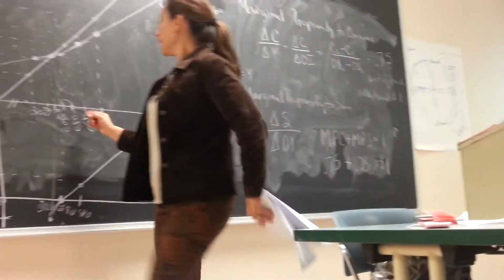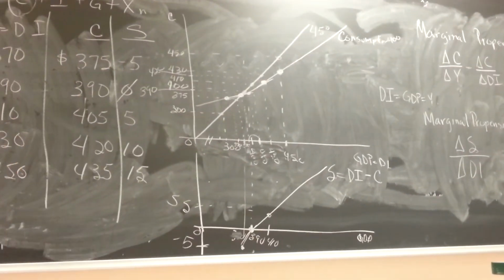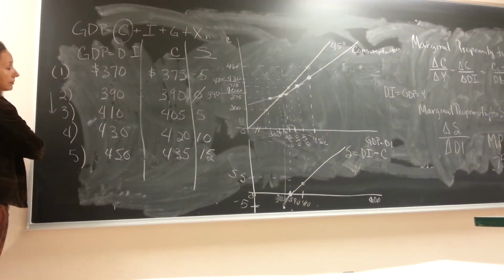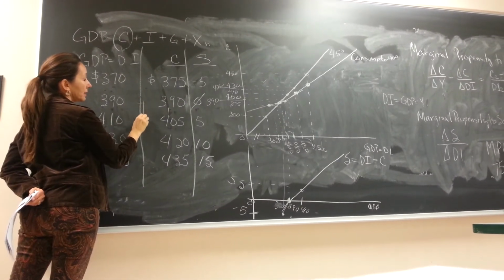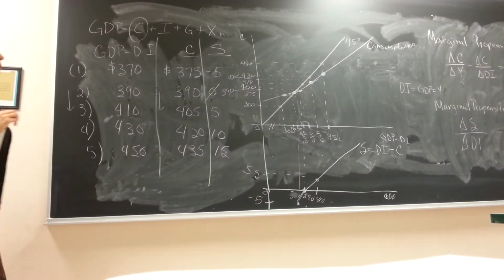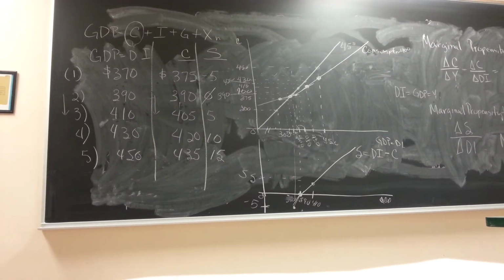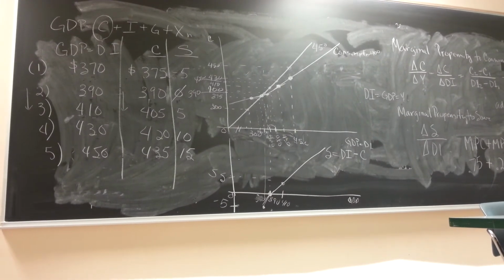So as our income increases, and we went from 390 to 410, our consumption went up from 390 to 405. What was our average propensity to consume, and what was our marginal propensity to consume here?